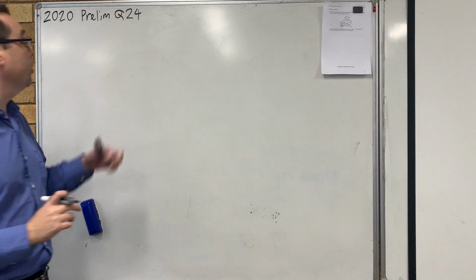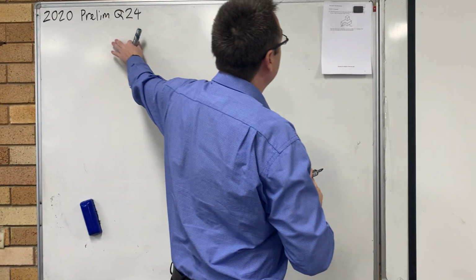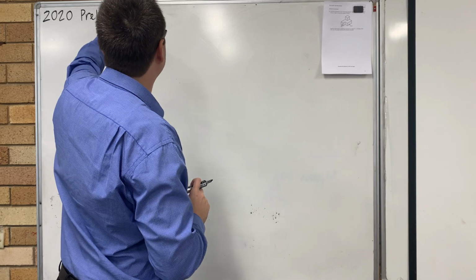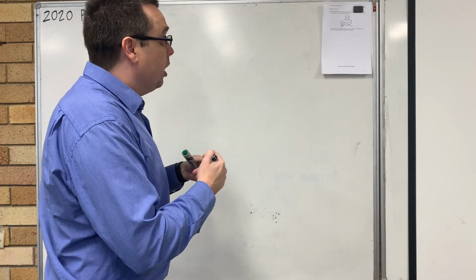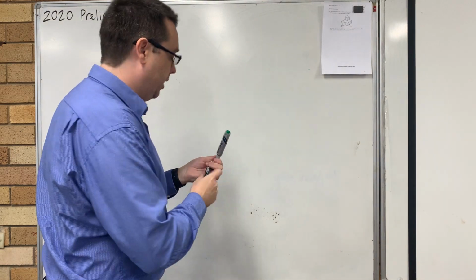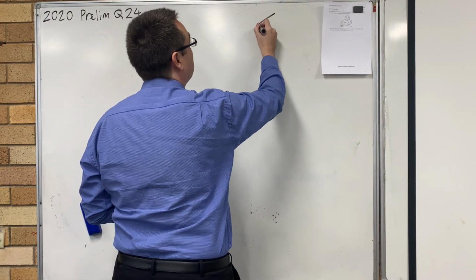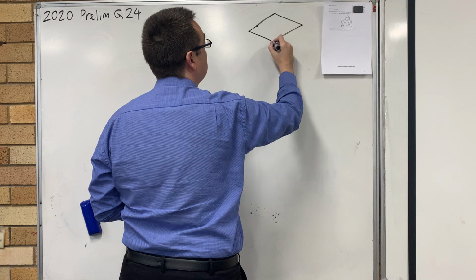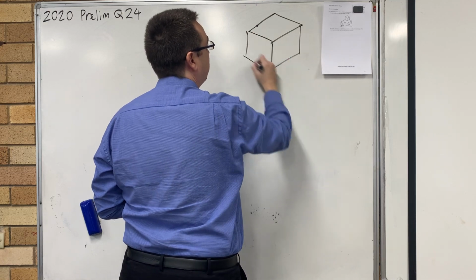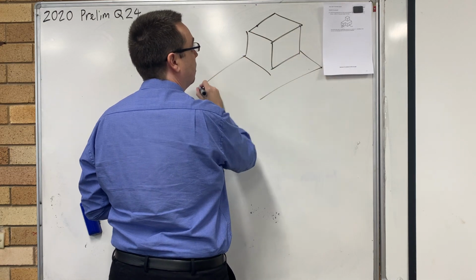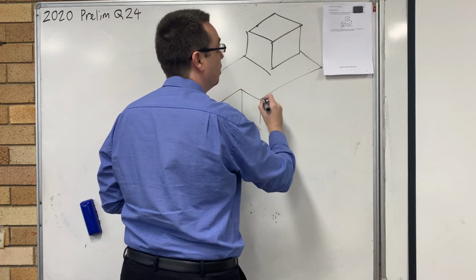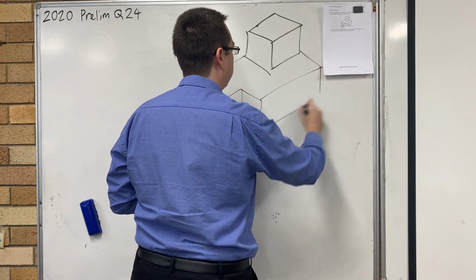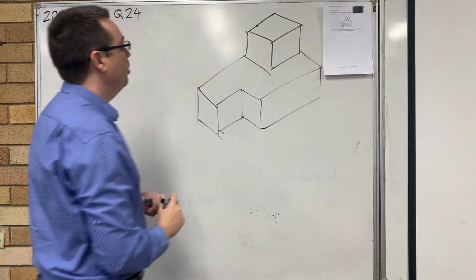In this video, I'm going to be going through the 2020 Prelim question 24, which is C and D, which are both drawings. So, the first drawing, what it's given me is an isometric drawing that looks something like this. We're being told that the blocks are 40 wide and 60 long. Okay, so that's what we've been given.